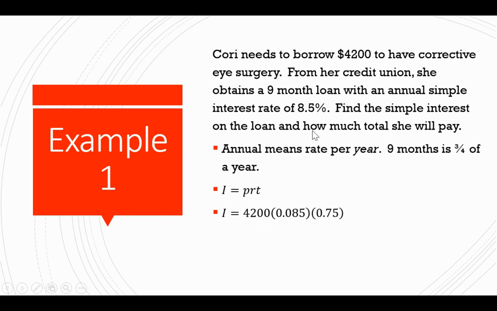Our rate is 8.5%, which is going to be 0.085. And our time is going to be 3/4 of a year, aka 0.75. Plug it in, calculate it out. The total amount that she's going to actually be paying back at conclusion, $4,467.75. So that is the actual amount, the interest being the difference.